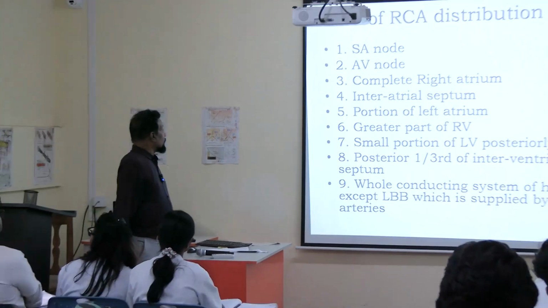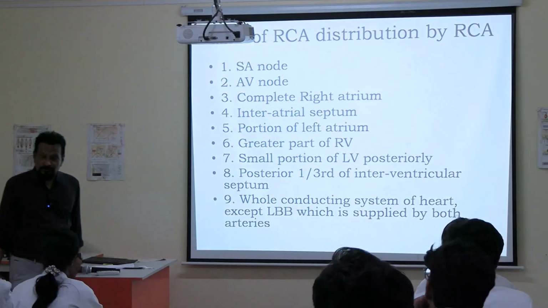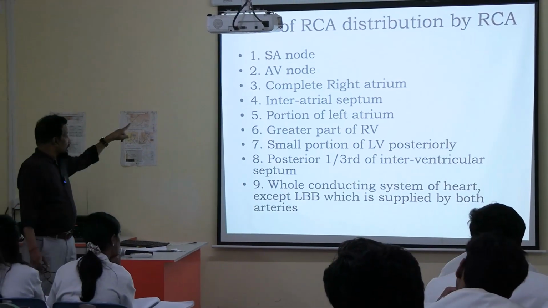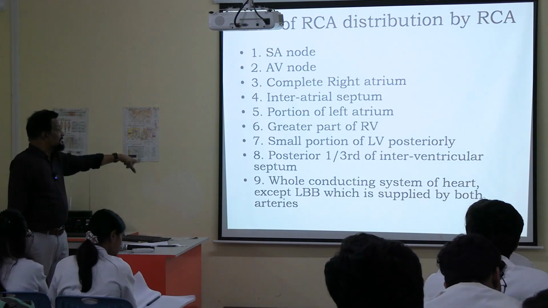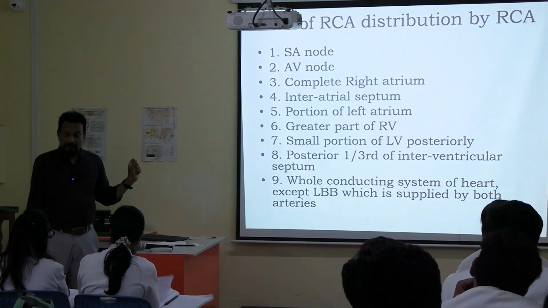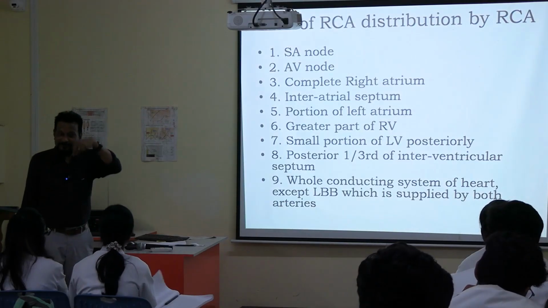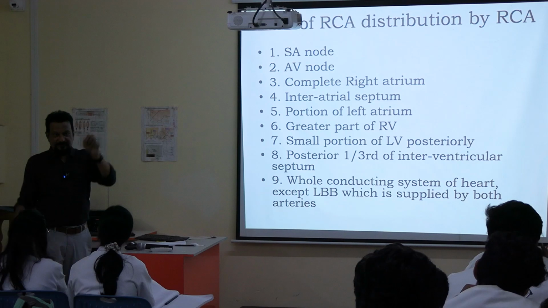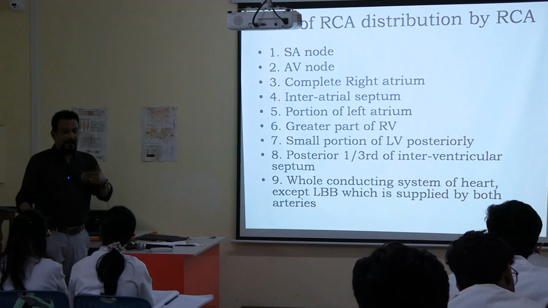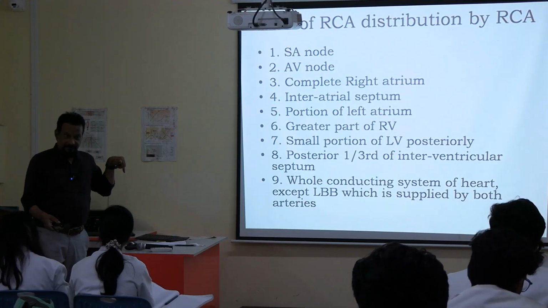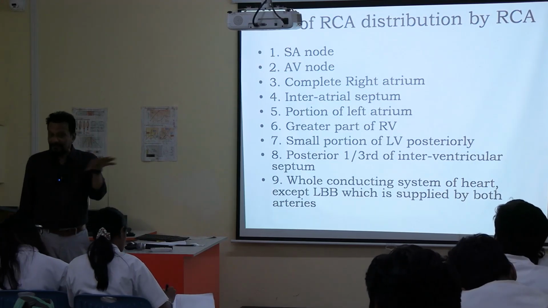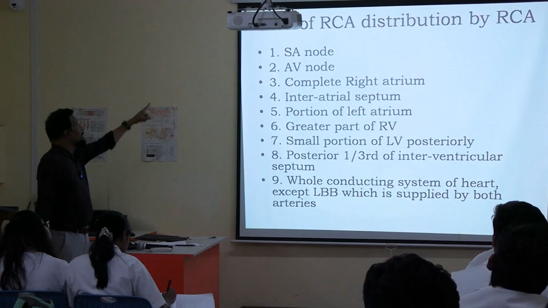Okay. So these junctional tissues are supplied particularly by the right coronary artery, which supplies all except LBB, left bundle branch. Actually, bundle of His is divided into 2 branches. These are left bundle branch going to the left, and the right bundle branch going to the right. Okay, so this LBB is supplied by both. All other junctional tissues are supplied by the RCA.